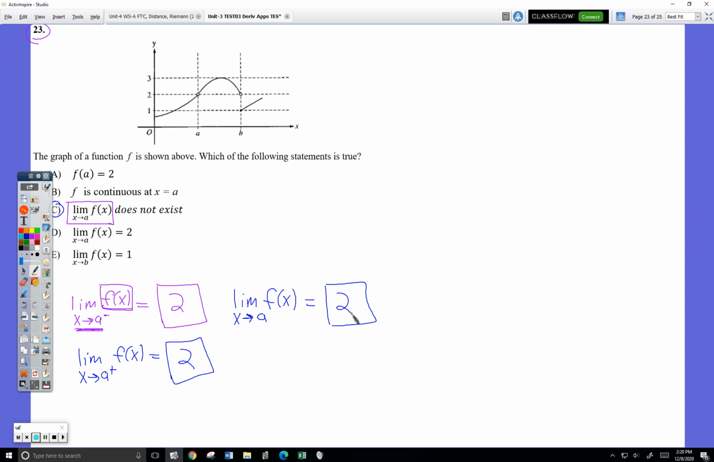Sorry, I cut you off too soon. It's well done. The only way to find the overall limit is to compare the left and right. And in this case, because the left and right are the same, the overall will be the same. If the left and right are different, the overall does not exist. Question.